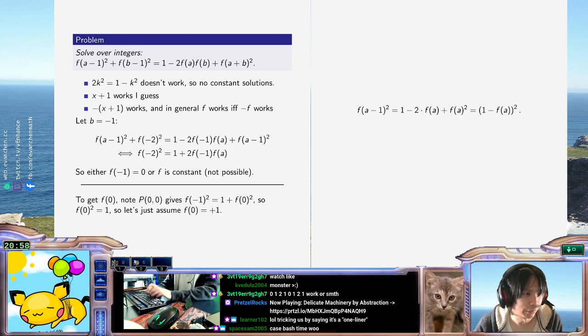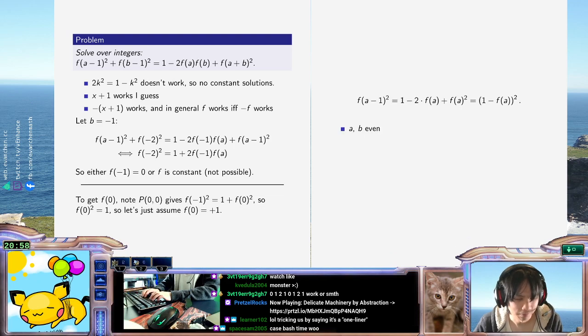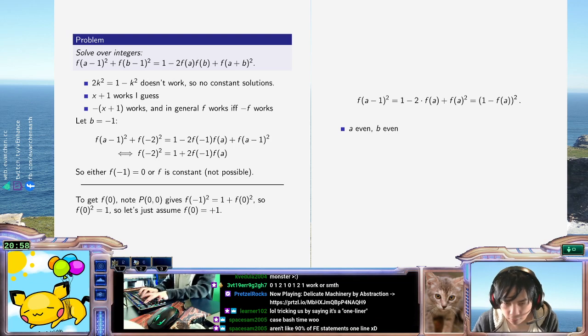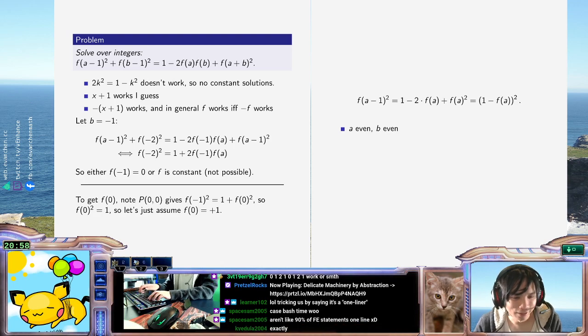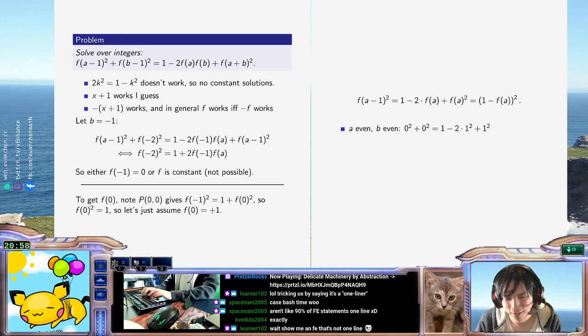I think he meant the statement was one line, so a even, b even. If I look at the solution that's only 0 or 1 and it's like x plus 1 mod 2, then it's like 0 squared plus 0 squared equals 1 minus... Yeah. If the equation does not fit on one line, then something is very sad. I'll put it that way.